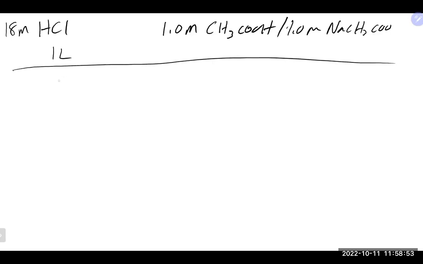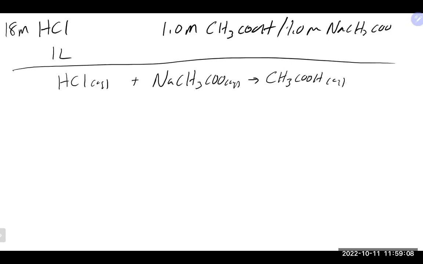So once again, the HCl here is going to react with our sodium acetate, giving us, once again, our acetic acid and our sodium chloride. So initially here, if we kept everybody at 1 liter and we're now going to convert it into moles, I now have 18 moles of this guy. I've got still my 1 mole of this guy and my 1 mole of this guy.